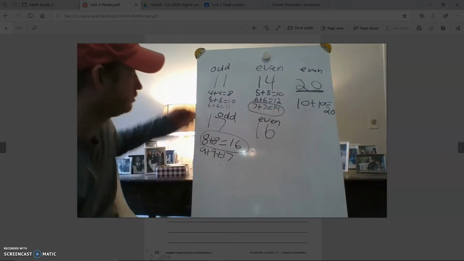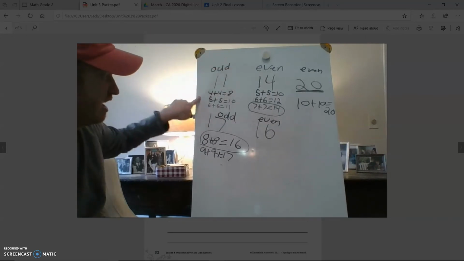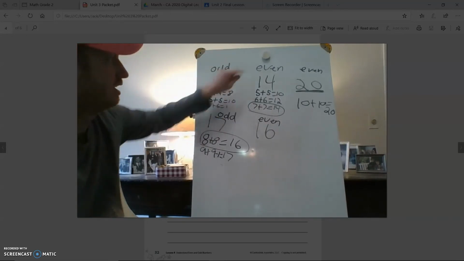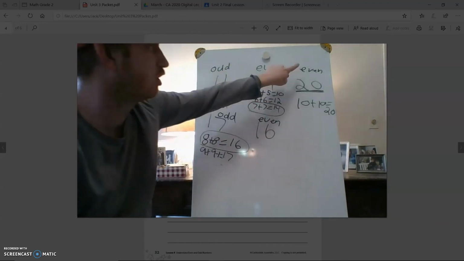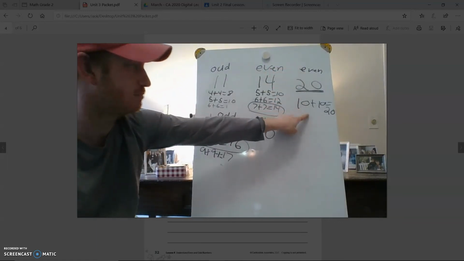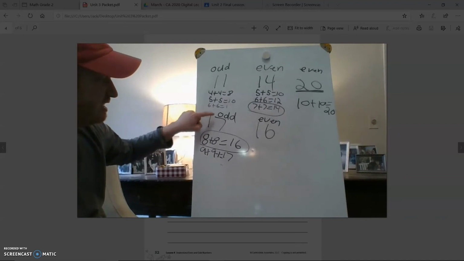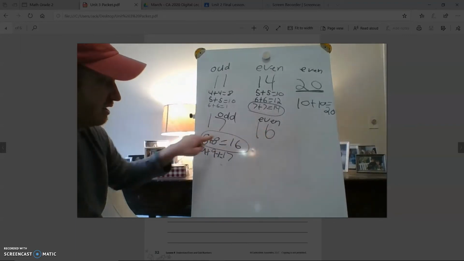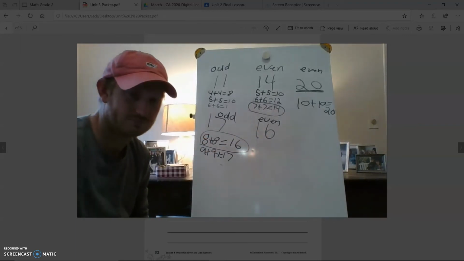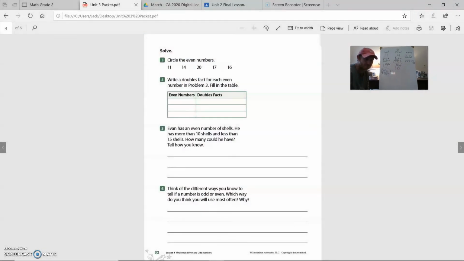So a quick go over. 11 was odd because it had no doubles facts. 14 is even because the doubles fact is 7 plus 7. 20 is even because it has 10 plus 10. 17 is odd because it has no doubles facts. And then 16 is even because it has 8 plus 8. So if we look on our packet, you're going to circle only the even numbers. So you circle 14, 20, and 16.